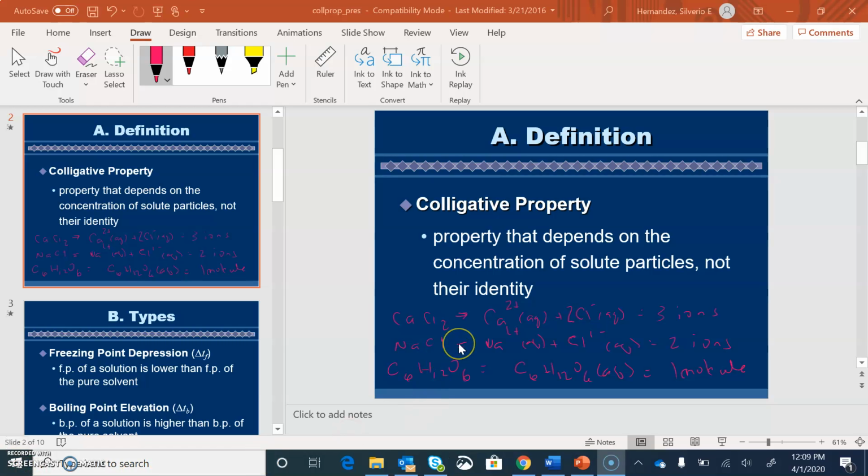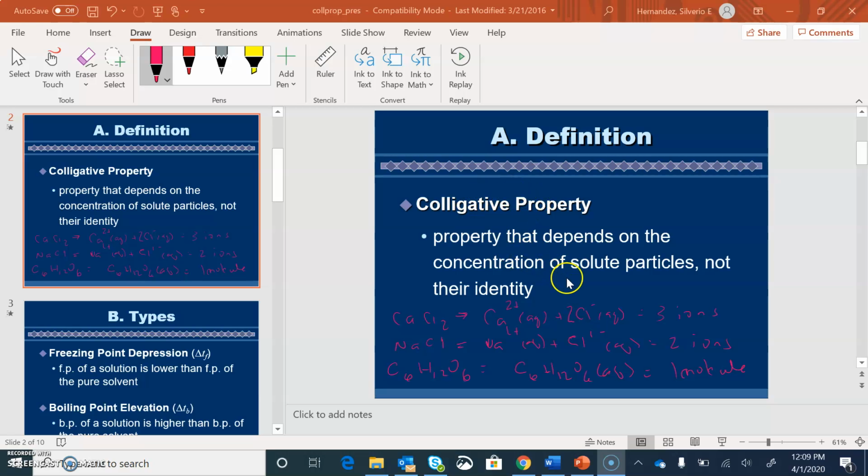Okay, this presentation is over colligative properties. The colligative property that we're going to be focusing in on this presentation is going to be freezing point depression and boiling point elevation. How do these properties come about?